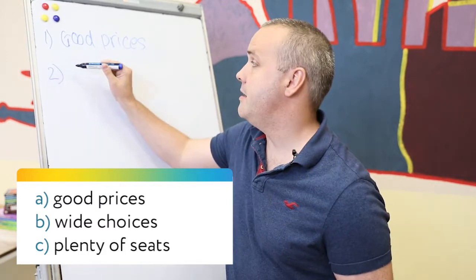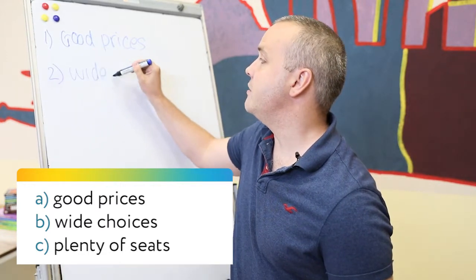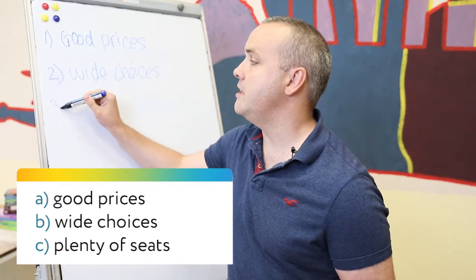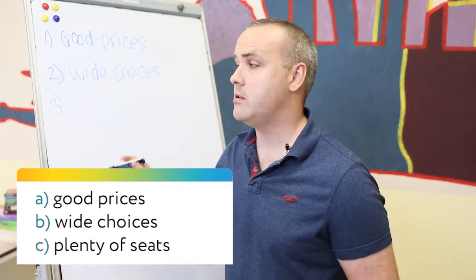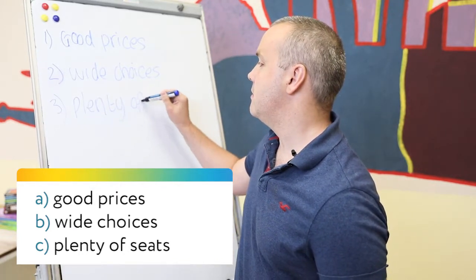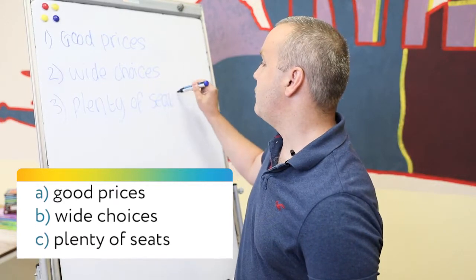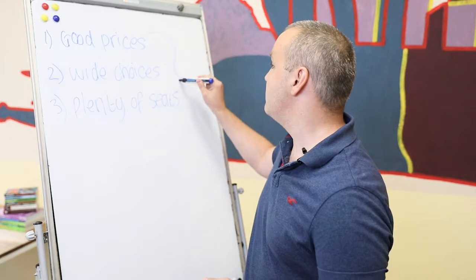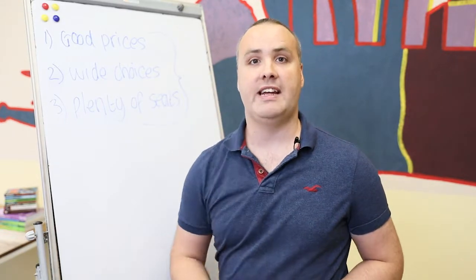Also, maybe wide choices. And the third point, something just to add extra detail as well, plenty of seats. Now these 3 things can all be combined together to cover the first bullet point effectively and with plenty of detail.